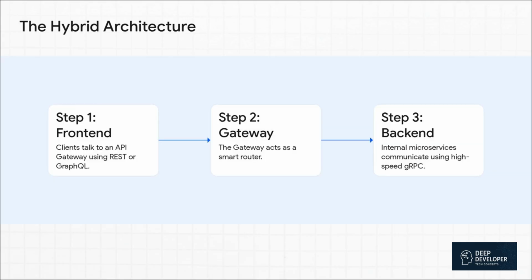This all leads to what we call the hybrid architecture. It's a pattern used by giants like Netflix and Google. Here's how it works. Your front ends, like your web app or mobile app, talk to a single API gateway using something flexible like REST or GraphQL. That gateway then acts like a smart traffic cop, turning around and talking to all the internal backend services using super fast gRPC. You really get the best of all worlds.